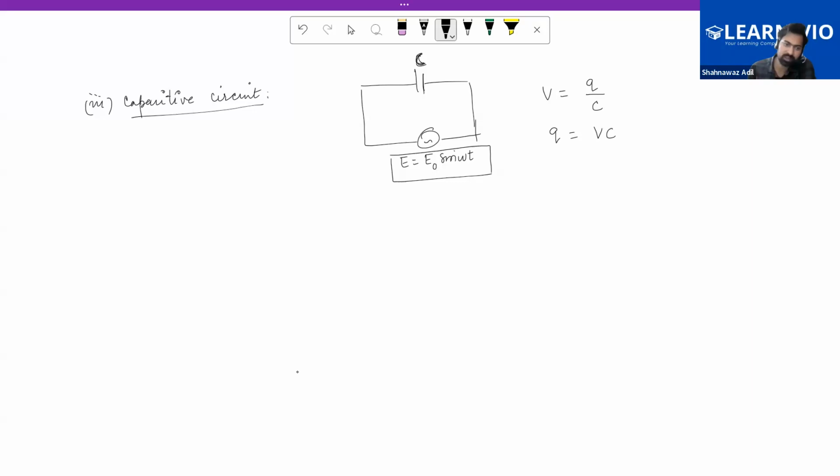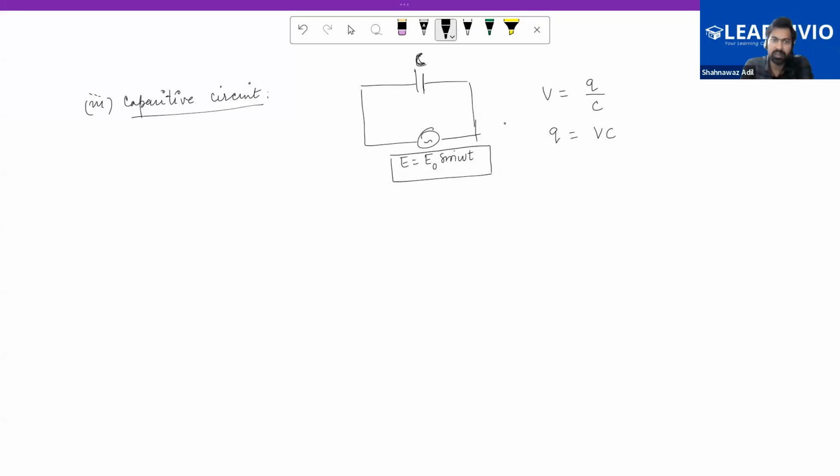Oh, so Nabil has also joined, right? Yes, hello Nabil, assalamu alaikum. Welcome, sir. Welcome. We have just started the capacitive circuit.